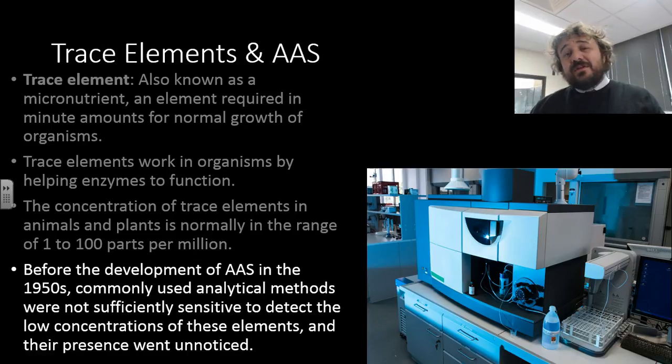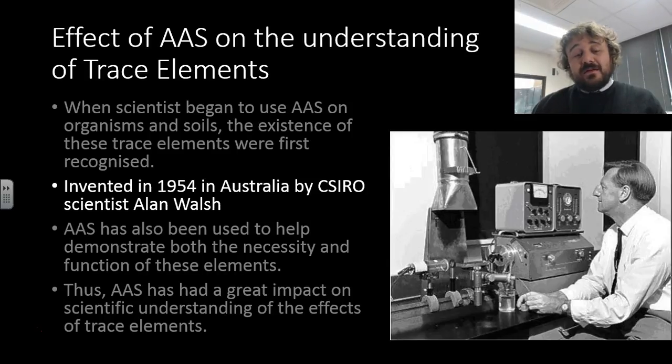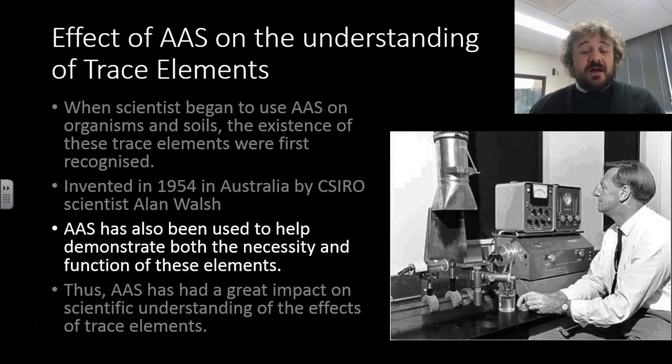So, in other words, before AAS was developed in the 1950s, the analytical methods we had weren't sufficient to detect these trace elements. So when scientists first began using AAS, they started to use it on soils and organisms. That's when we discovered these trace elements existing in the first place. Now, AAS itself was invented in 1954 by a CSIRO scientist called Professor Alan Walsh.